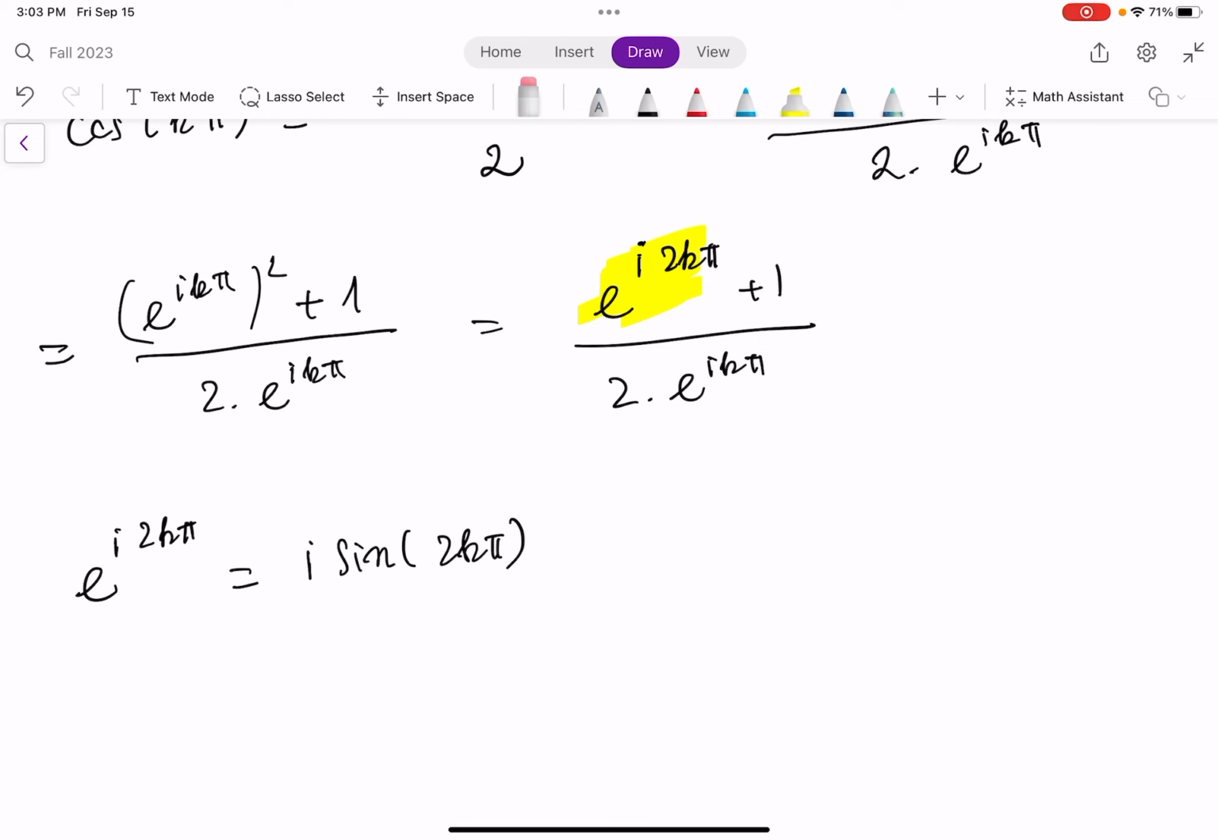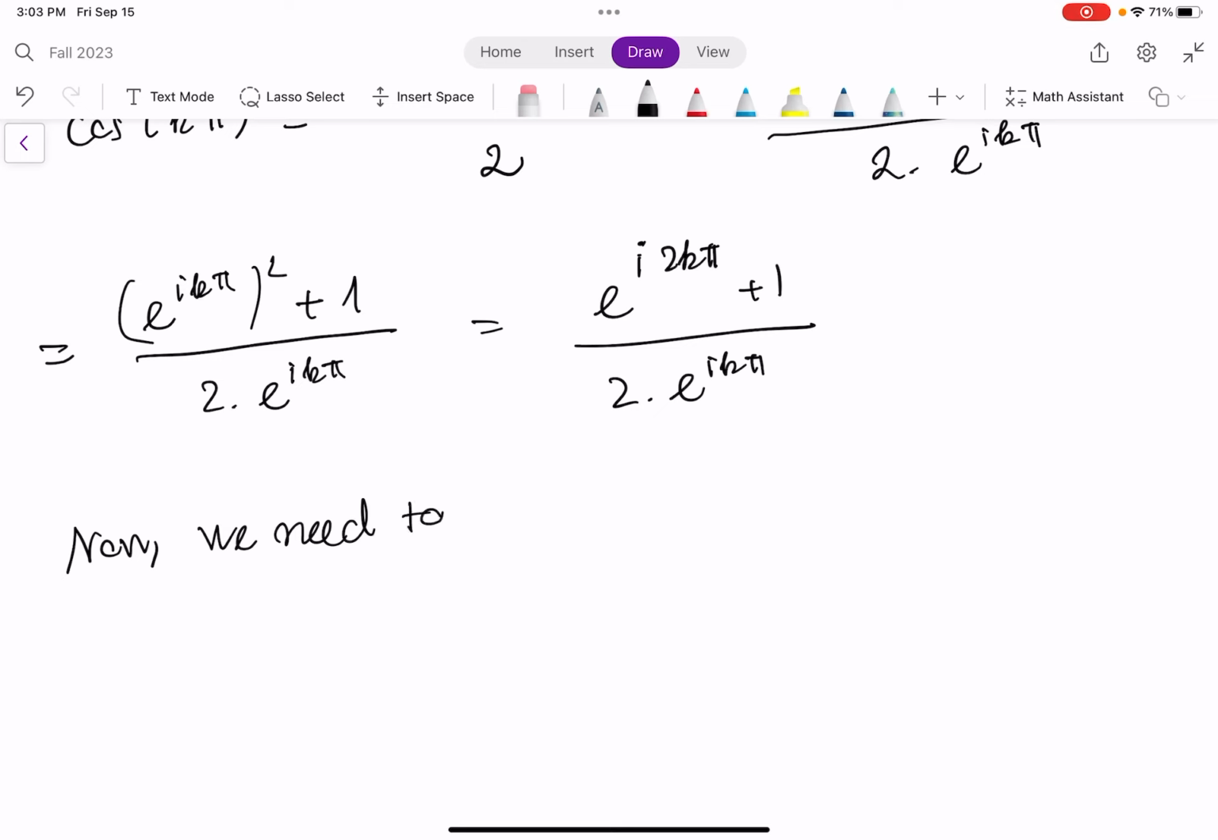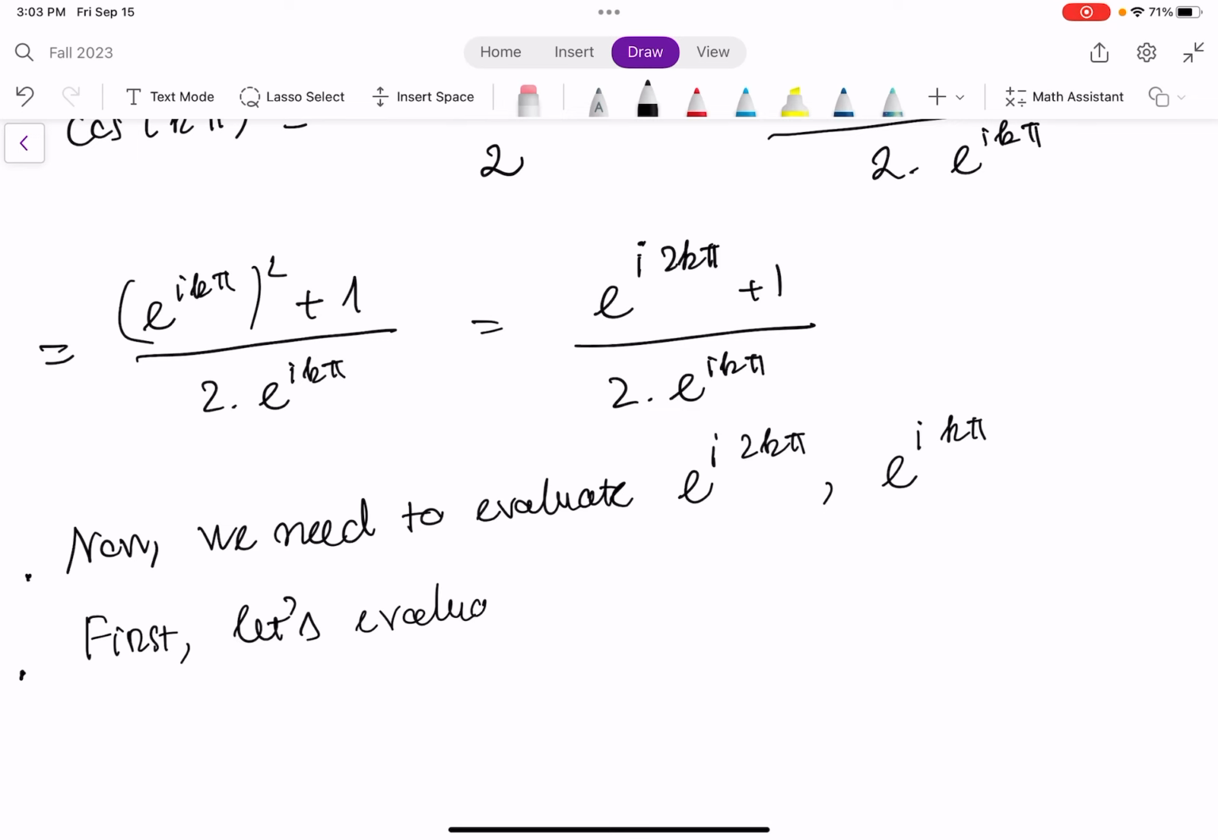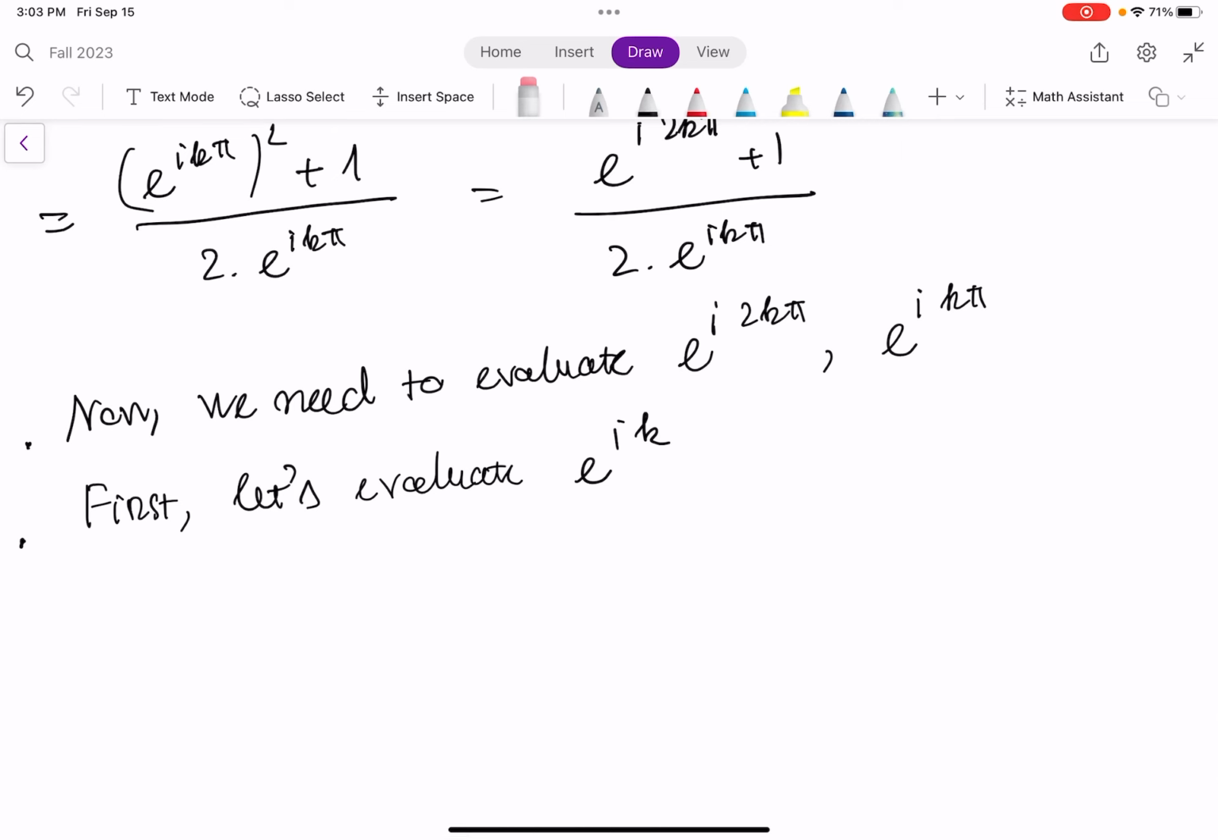Oh, my bad, I'm sorry. Let me calm down a bit. Okay, now in order to finish this, we need to evaluate e to the power i2kπ and e to the power ikπ. But first, let's evaluate e to the power iπ. Oh, my bad. e to the power of iπ.